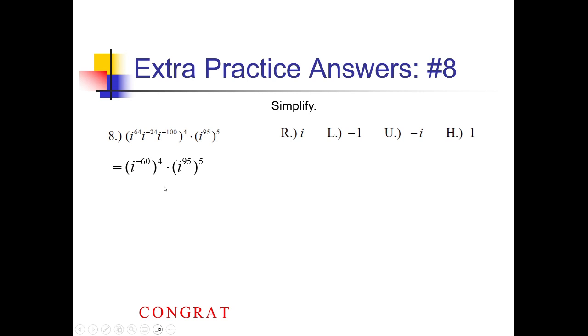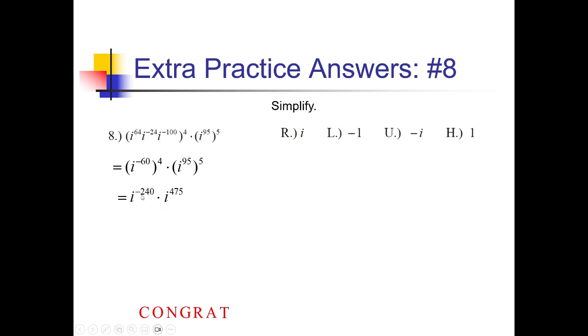At this point, I'm going to apply those exponents that are outside the parentheses. So I have to multiply by the exponent inside to do this. Negative 60 times 4 gives me a negative 240 for that first power of i. And now we have 95 times 5. Well, 5 times 100 would be 500. So this is going to be 5 times 5 less than that. So 475 then for that power of i.